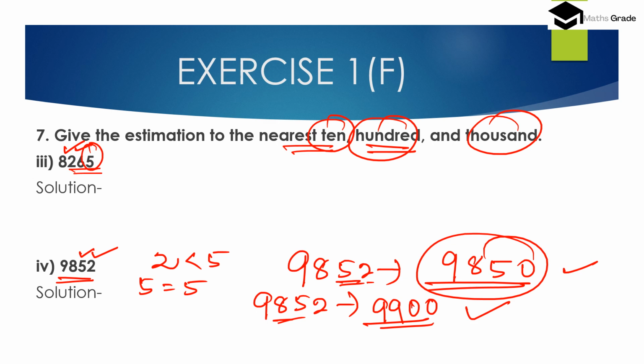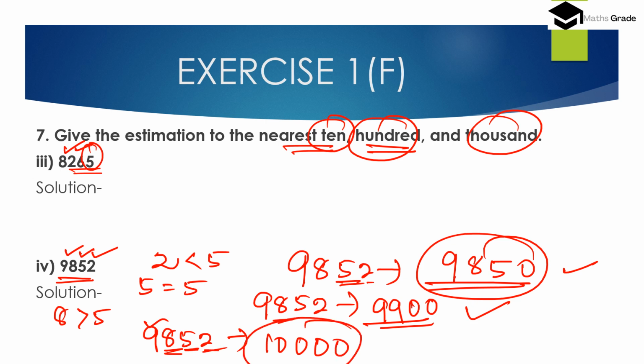Now we have to round this number 9852 to the nearest thousand. We have to look at the hundreds place value digit. Here the hundreds place value digit is 8. 8 is more than 5. Now we have to add 1 to the thousands place value digit. So this 9 changes to 9 plus 1, that is 10. And this hundreds place value digit 8 changes to 0, tens place value digit 5 changes to 0, and unit place value digit 2 changes to 0. Now 9852 rounded off to the nearest thousand is 10,000.